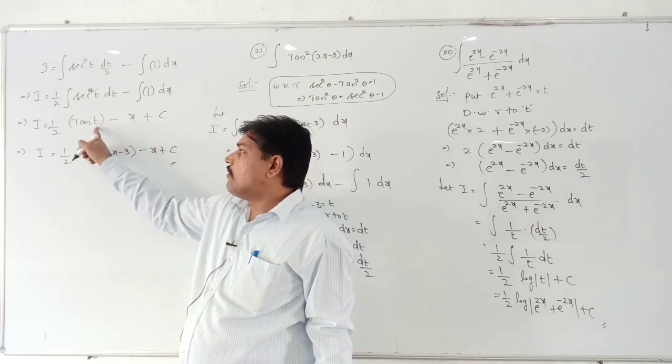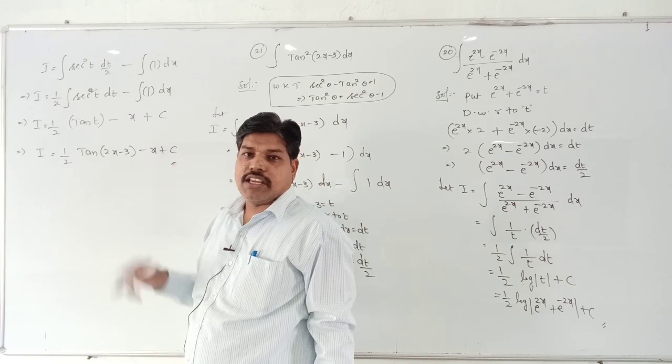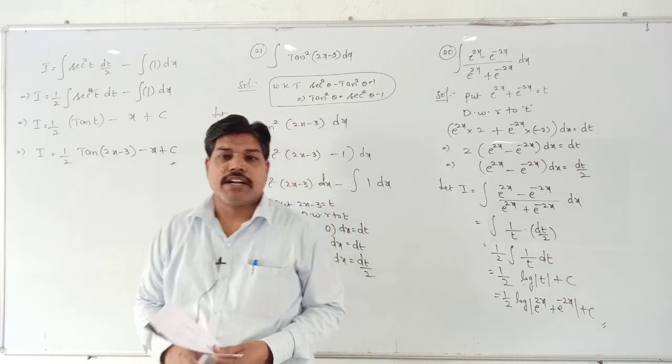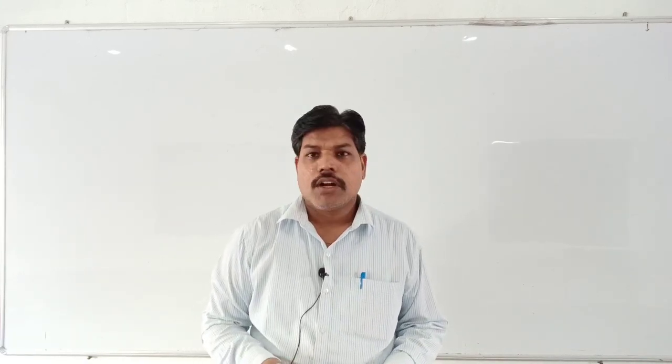So that is the tan t. What is the t value? The t value is nothing but 2x minus 3, plus c. So see that question, students. See the next question. Question number 22.